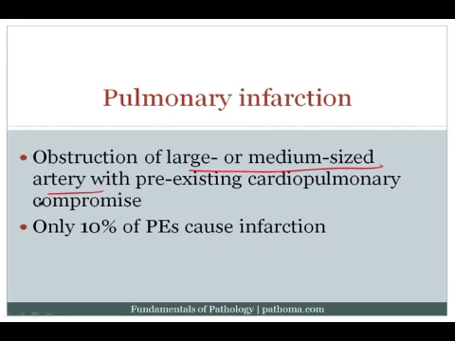And number two, the patient needs to have some sort of pre-existing cardiopulmonary compromise. Now, by having pre-existing cardiopulmonary compromise, the lung is susceptible to this type of damage, and therefore having the dual blood supply would not be as protective as it would be in a normal individual. So again, two things before you're going to see infarction. You're going to need a large embolus, and it's usually going to be a patient with pre-existing cardiopulmonary compromise. Only about 10% of PEs actually cause pulmonary infarction.